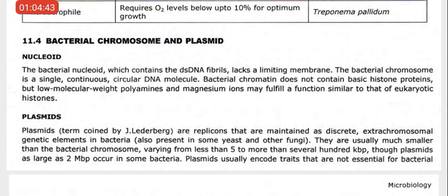And plasmids, a term coined by J. Lederberg, are replicons that are maintained as discrete extrachromosomal genetic elements in bacteria, also present in some yeast and other fungi. They are usually much smaller than the bacterial chromosome, varying from less than 5 to more than several hundred kbp, though plasmids as large as 2 Mbp occur in some bacteria.